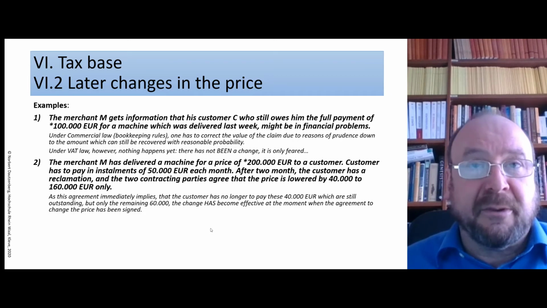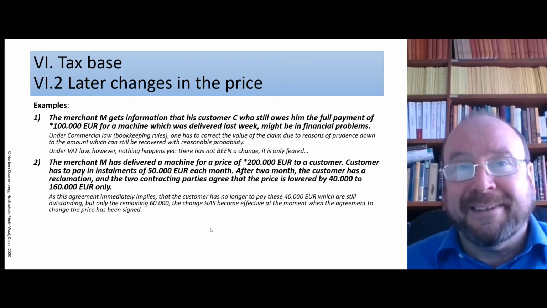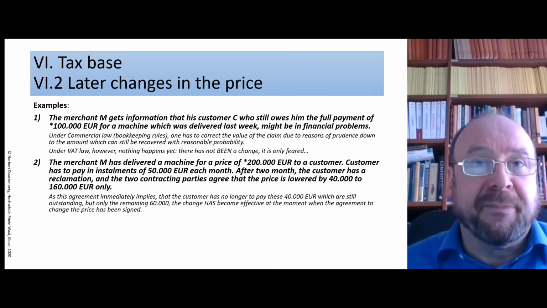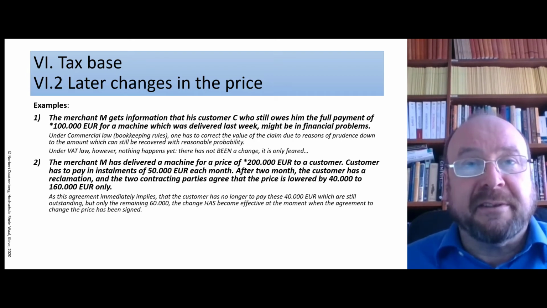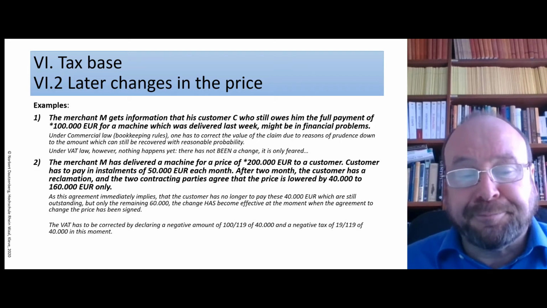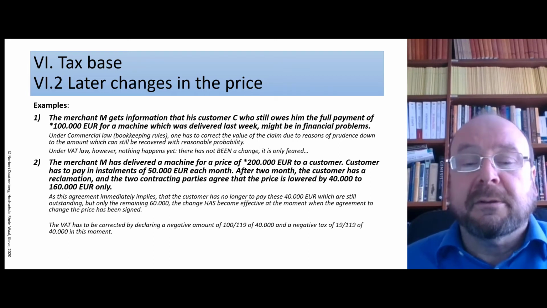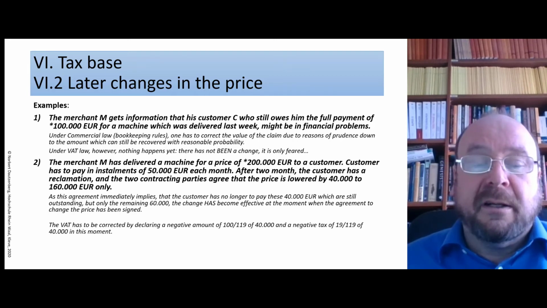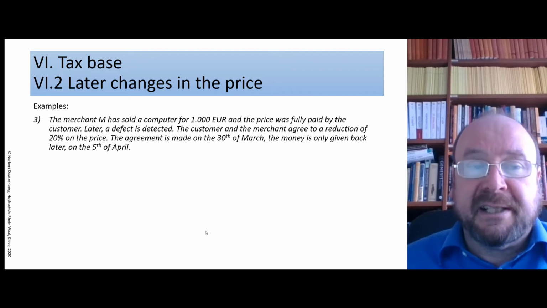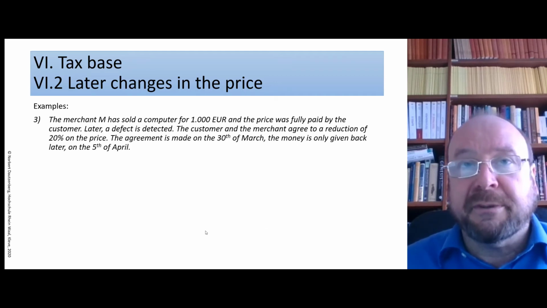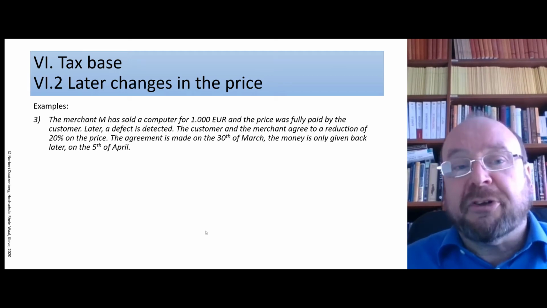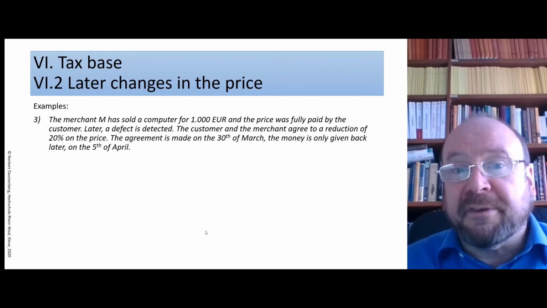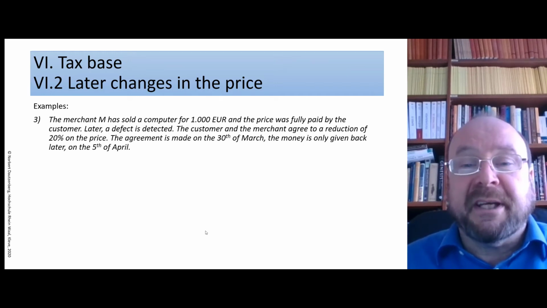Minus 40,000 gross amount to be declared as the corresponding minus net amount and the minus tax. So that can be and has to be declared in the moment when you accept that change of the price by change of the agreement. Now Merchant M has sold a computer for 1,000 euro some time ago.